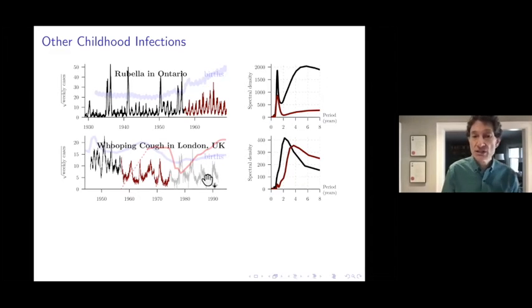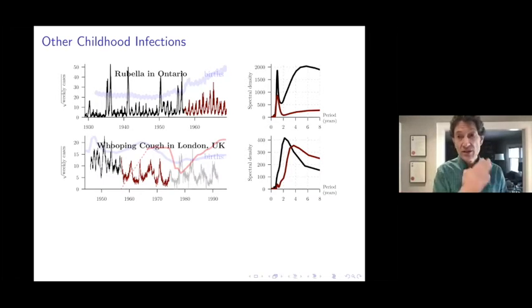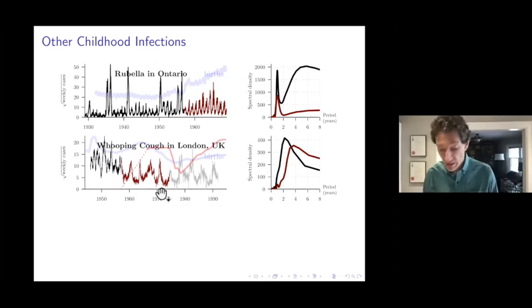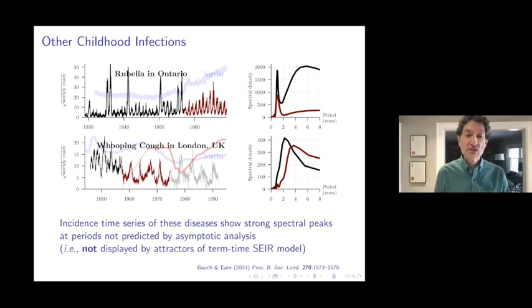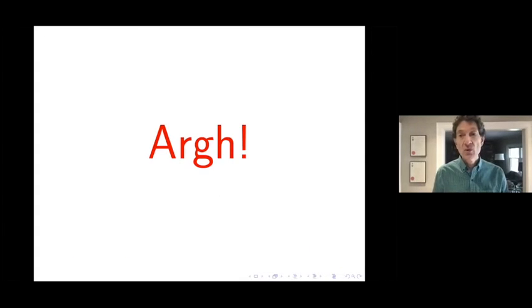And there are similar changes in whooping cough in the UK, which again, the model predicts, according to the analysis that I just described, just an annual cycle. And instead, what we see in these different periods is a single main period, which is not annual, around 2 years or around 3.5 years. This is before and after vaccination kicked in for whooping cough in London. Okay, so these time series of notifiable diseases are showing behavior that is not predicted by the attractors of that model. Okay, so what do we do?